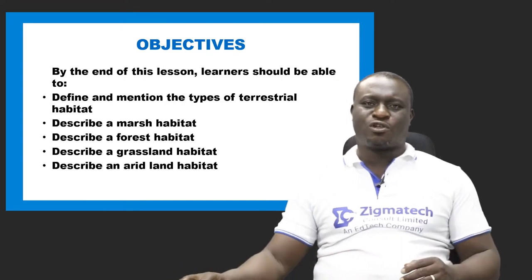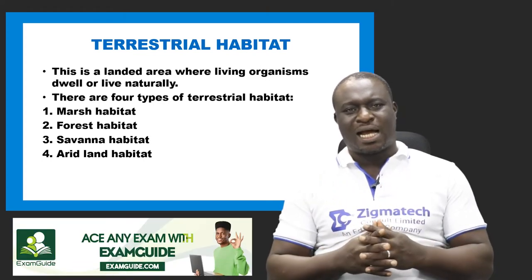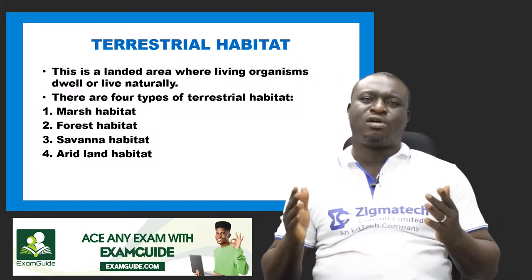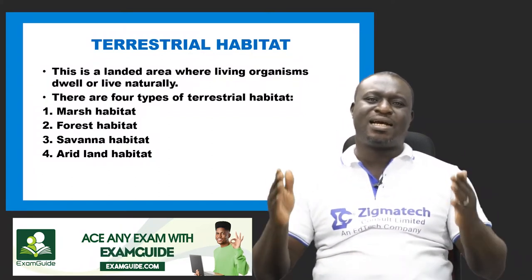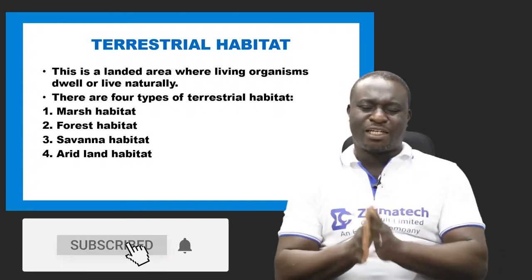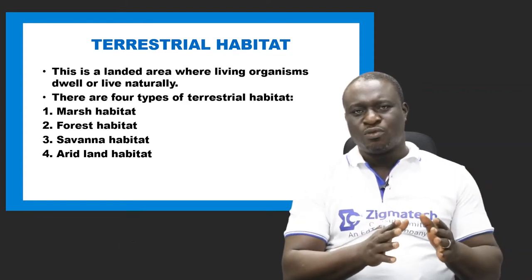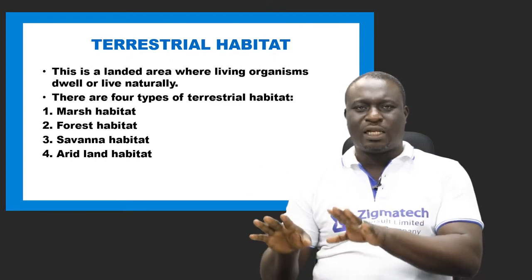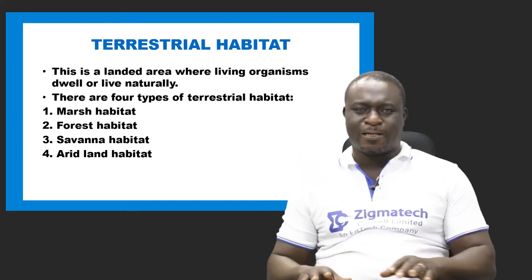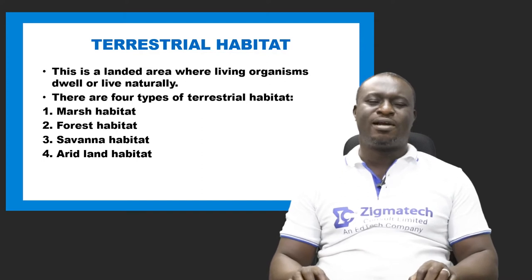Now, let's begin with the first subtopic, which is definition and mentioning of types of terrestrial habitat. Now, terrestrial habitat is a landed area where living organisms live naturally. Remember, we said that aquatic habitat is a body of water where living organisms can dwell naturally. So terrestrial habitat is an area of land where living organisms dwell or live naturally.